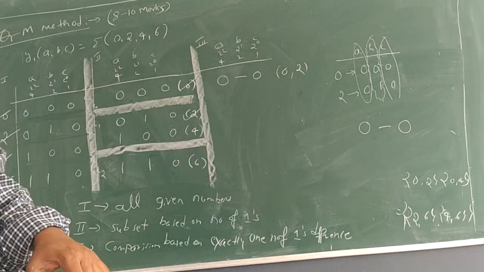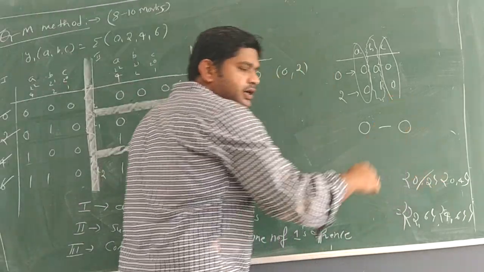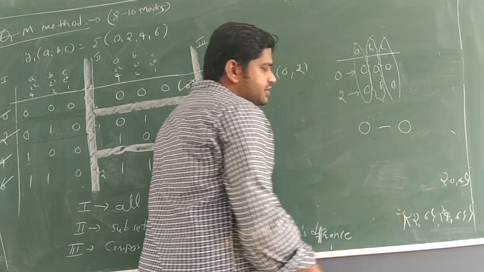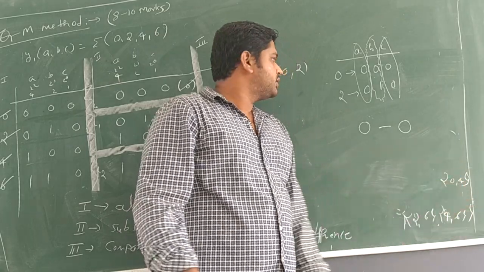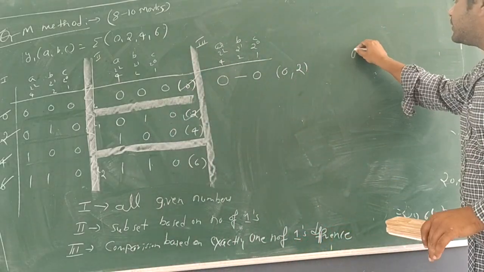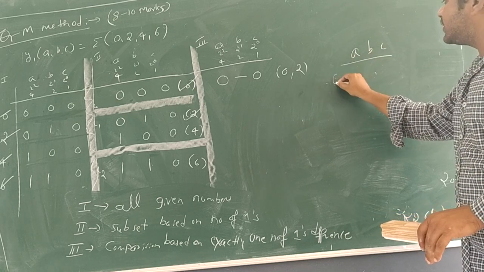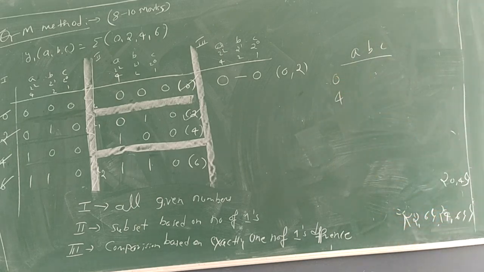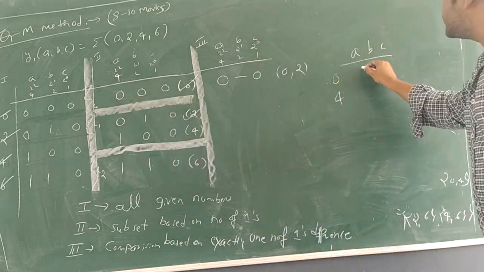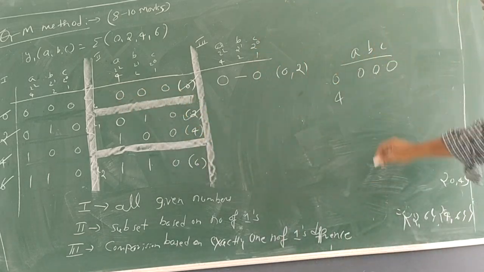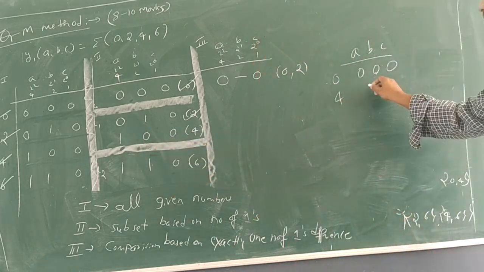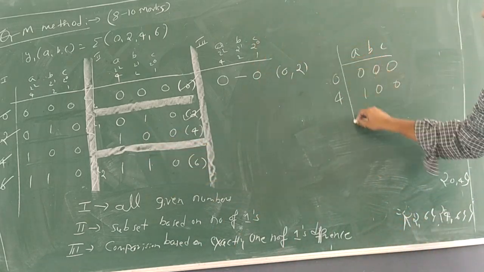Okay, let us check. So that we have done. 0, 2 is done. Okay, so now what is next? 0 with 4. Take 0 and 4. Let's check this. So A, B, C. Here 0, here 4. Okay, what is the notation of 0? 0, 0, 0. What is the notation of 4? 1, 0, 0.